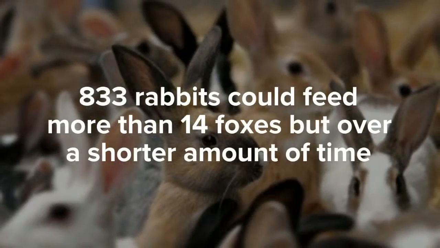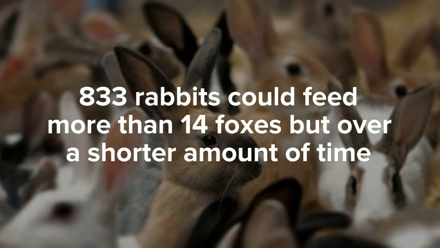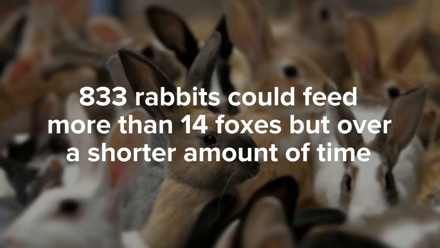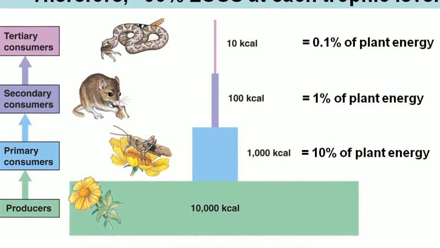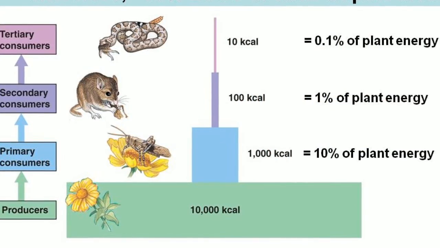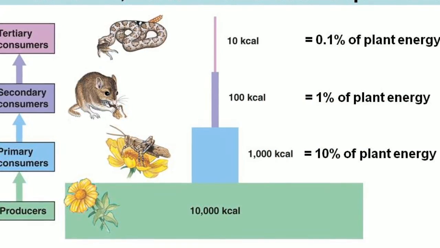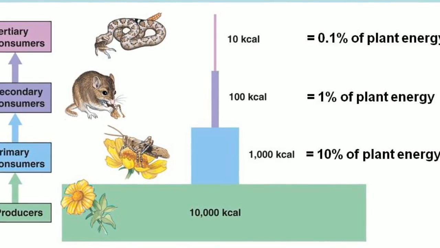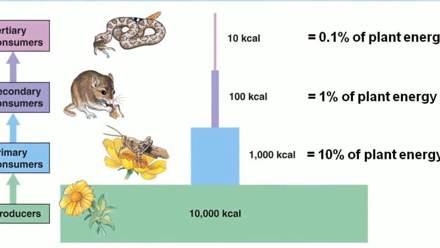Now you may be thinking, 833 rabbits could feed way more than 14 foxes. This is true, but only for a shorter period of time. What is important to understand is that the energy transfers are occurring over the same amount of time for each transfer. So the time it takes 833 rabbits to eat 10,000 kilograms of grass is the same amount of time it takes 14 foxes to eat 833 rabbits.